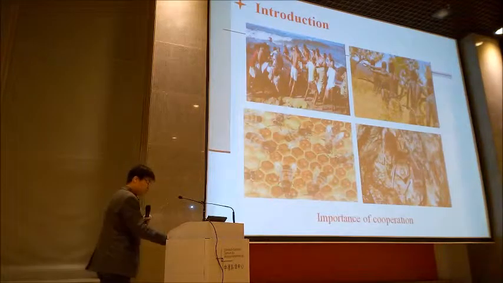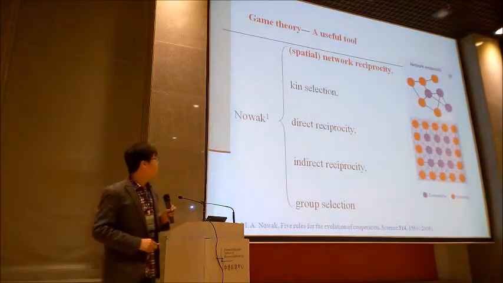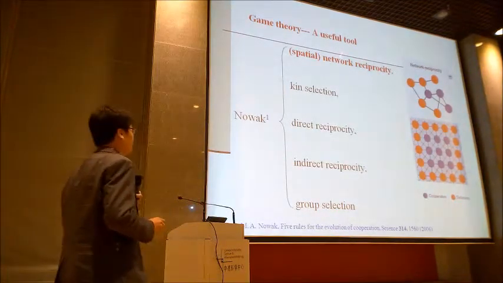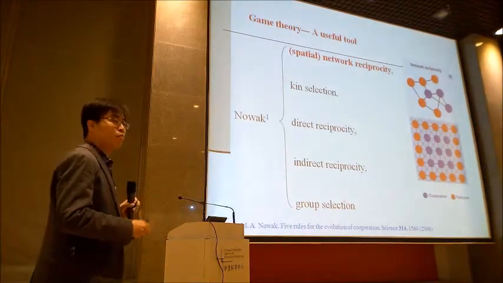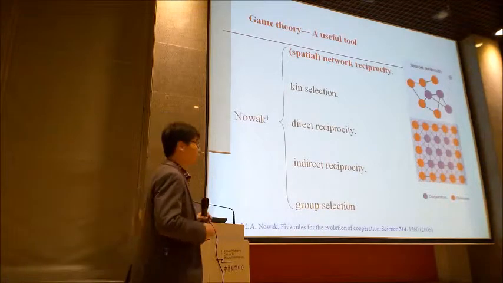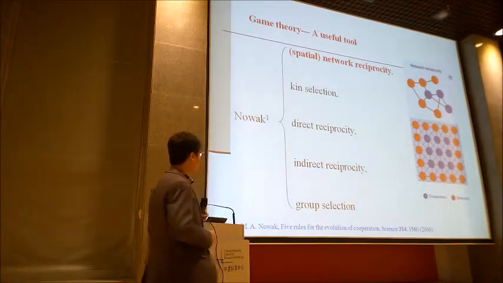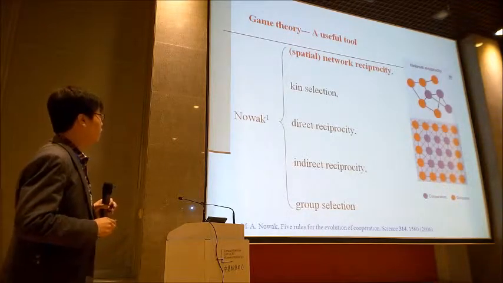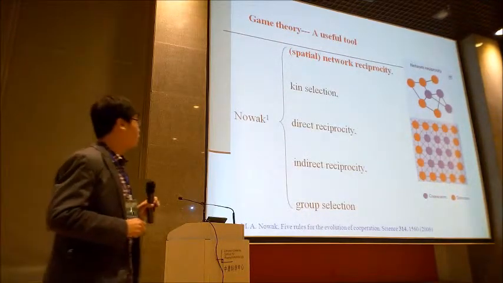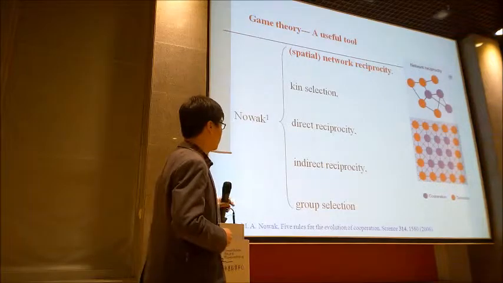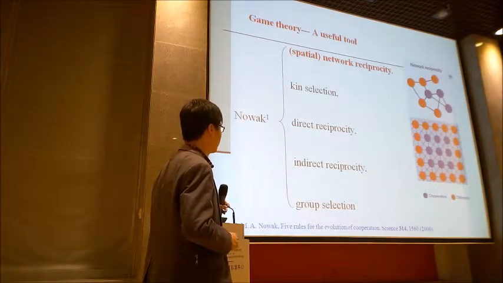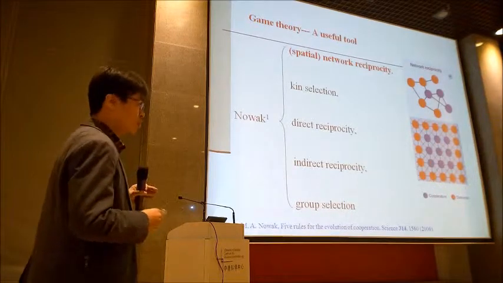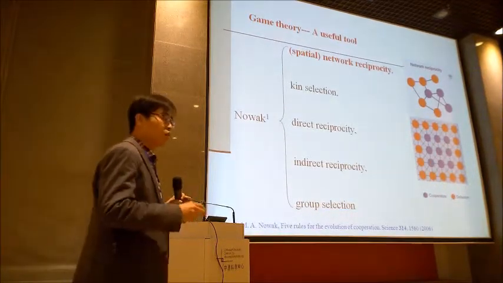Through the development of several decades, game theory has been proved to be a very useful tool. And until now, there has been a great number of mechanisms to explain the prevalence of cooperation. Recently, Nowak attributed all these mechanisms to five mechanisms. They are spatial network reciprocity, kin selection, direct reciprocity, indirect reciprocity, and group selection. But among these five mechanisms, the spatial network reciprocity attracts the greatest attention and interest.